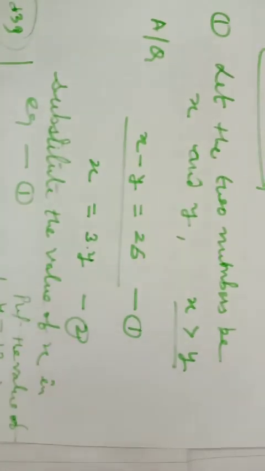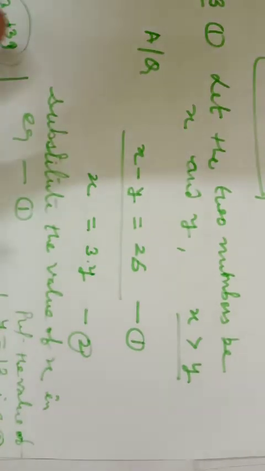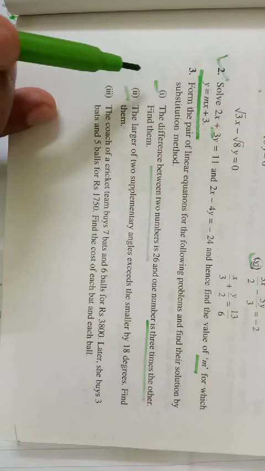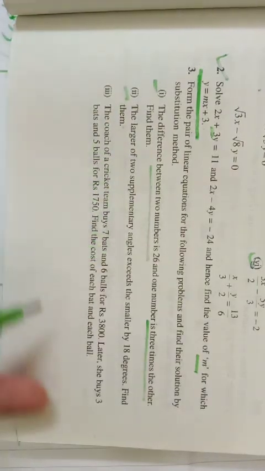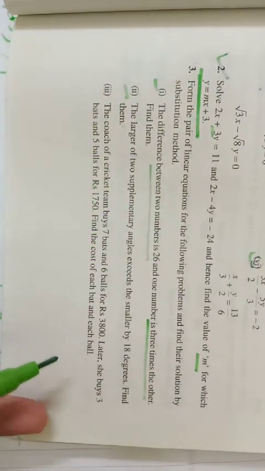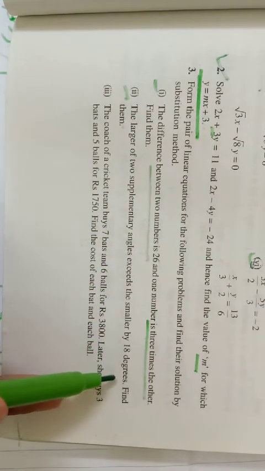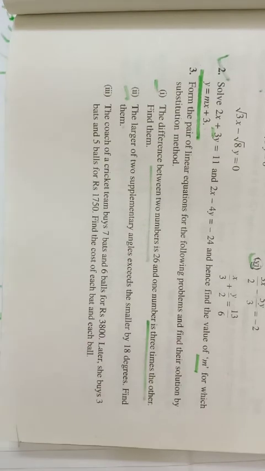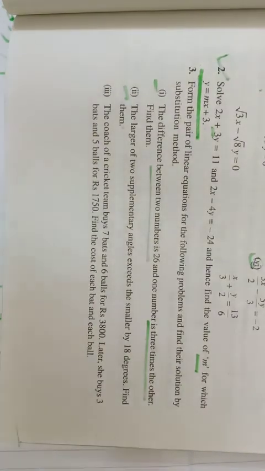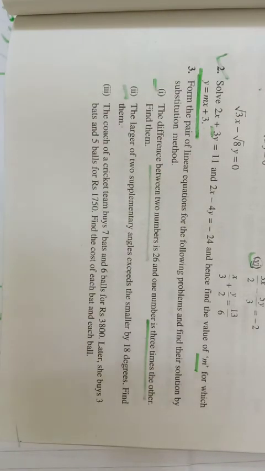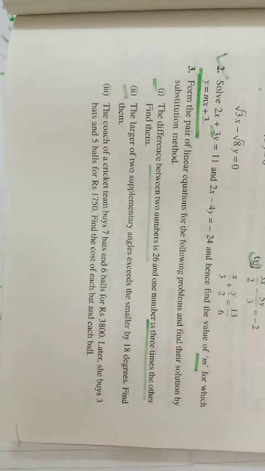Clear? Now for your practice work I will assign one more question. Question number 3: The larger of two supplementary angles exceeds the smaller by 18 degrees. Find them. First you should know what supplementary angles are. Supplementary angles are a pair of angles whose sum is 180 degrees.